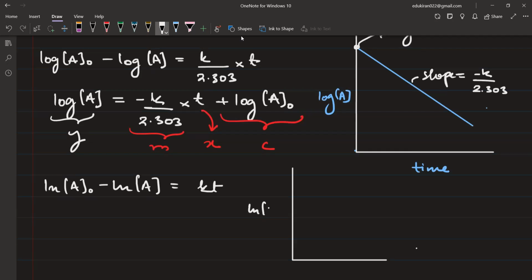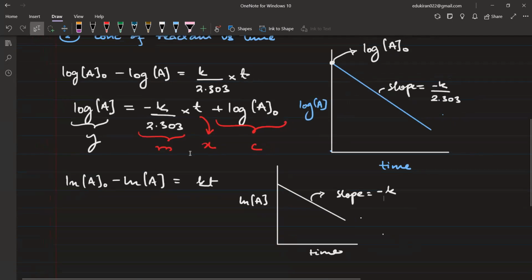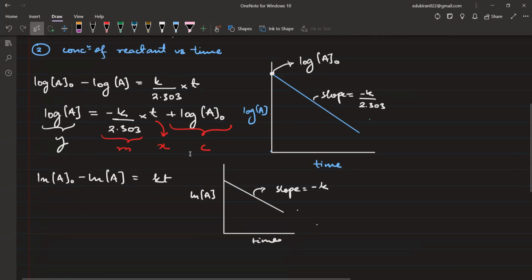We have only changed the slope here. So this is now ln of A, and this is your time. Your graph will look something like this. And for this case, the slope is going to be minus K. That's the only difference, nothing else. So please write these two graphs down. One is in terms of log A and the other one is in terms of ln A. The graphs are also important. They will give you direct questions from the graph. They will give you the graph and ask you what is the order of reaction. We'll do one question like that.